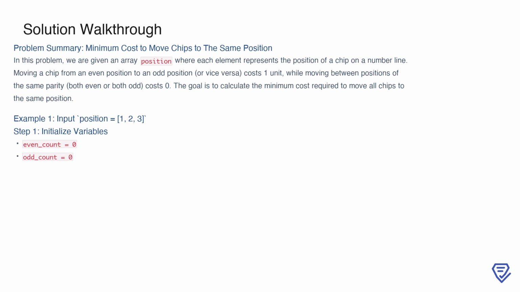In this problem, we have an array called position where each element represents the position of a chip on a number line. The key is to understand the movement costs. Moving a chip from an even position to an odd position, or vice versa, costs 1 unit, while moving between positions of the same parity, either both even or both odd, is free. Our goal is to calculate the minimum cost needed to move all the chips to the same position.